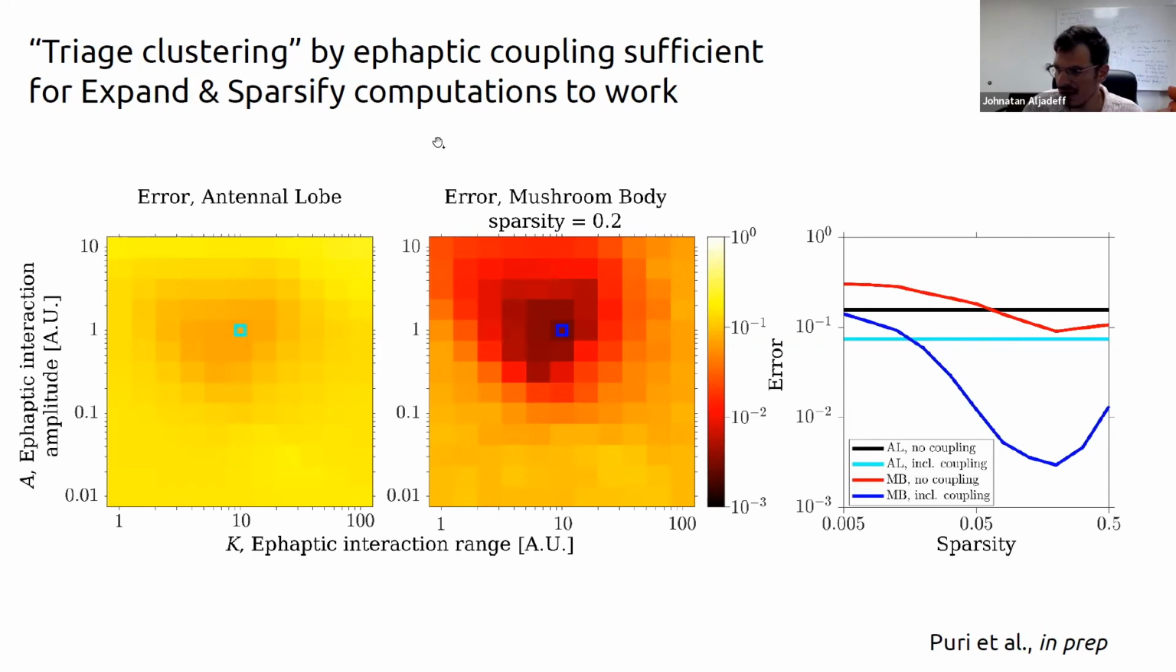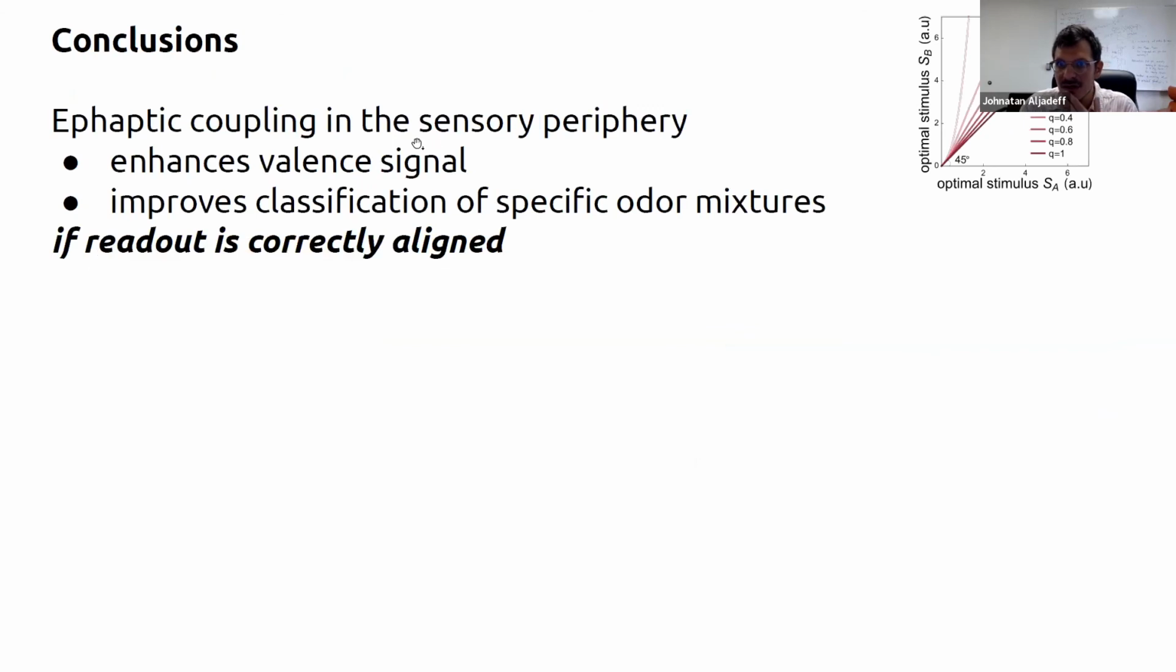Okay, so I'm running out of time, so let me conclude. In the first part of the talk, we showed that ephaptic coupling in the sensory periphery can enhance the valence signal of odors, and the classification of nearby odors can be improved in a stimulus-specific way, as it depends on this parameter Q. So if the readout is correctly aligned, we get these benefits from ephaptic coupling.